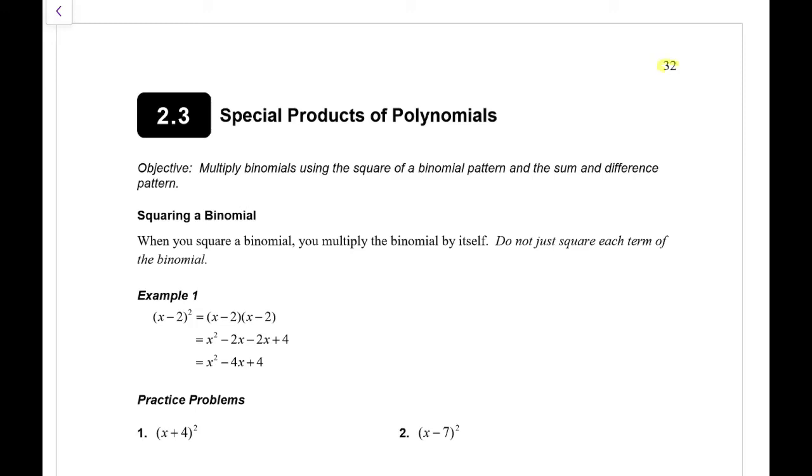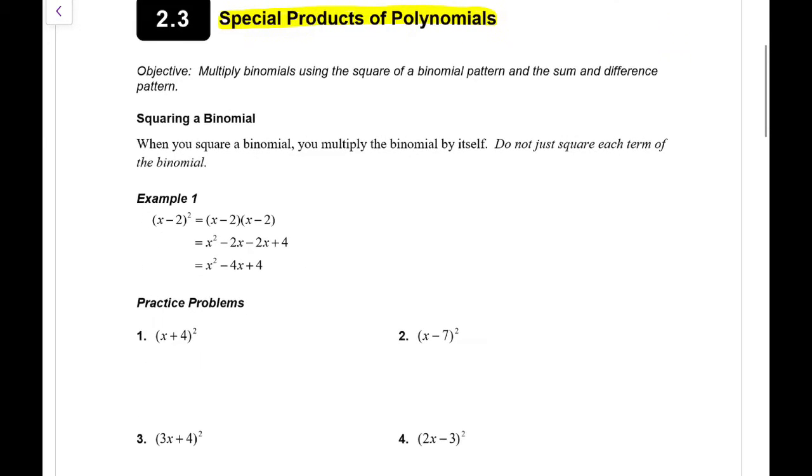Today we're on page 32 of our note guide, Special Products of Polynomials 2.3. When you square a binomial, you multiply the binomial by itself. You don't just square each term of the binomial. So looking at example 1, we have x minus 2 squared. This is equal to x minus 2 times x minus 2. And we learned how to do this last time.